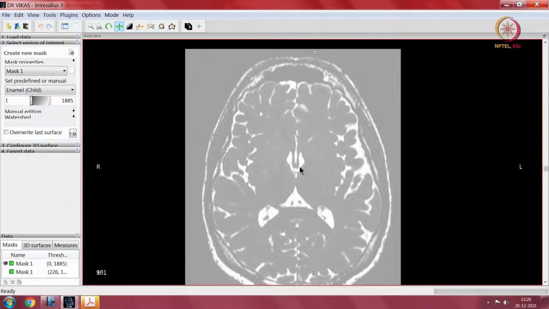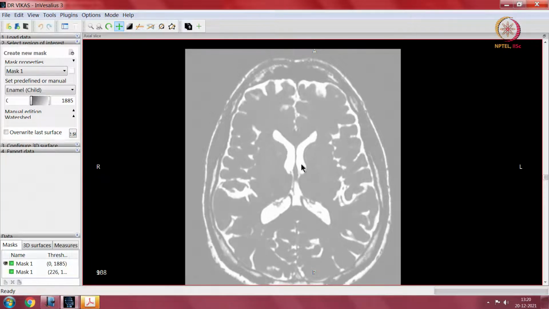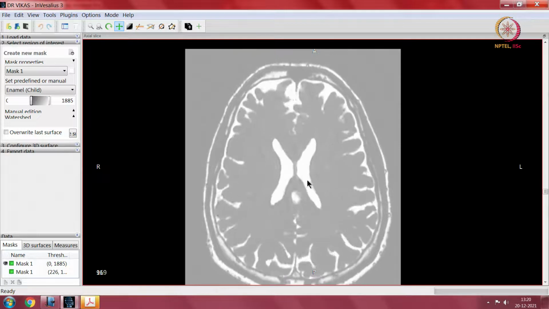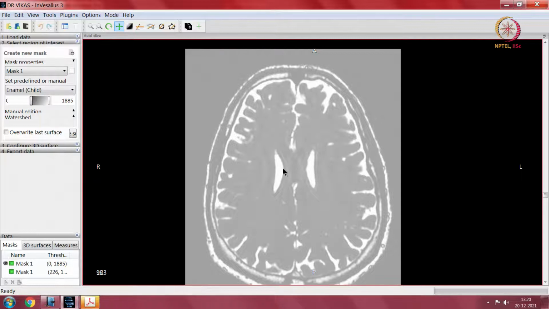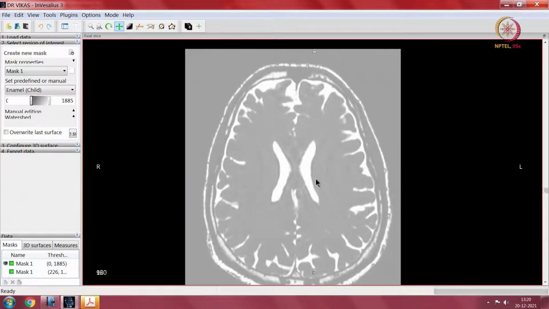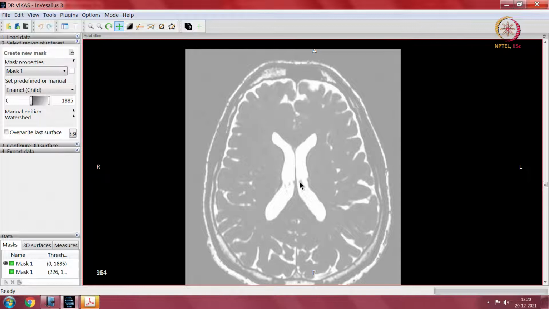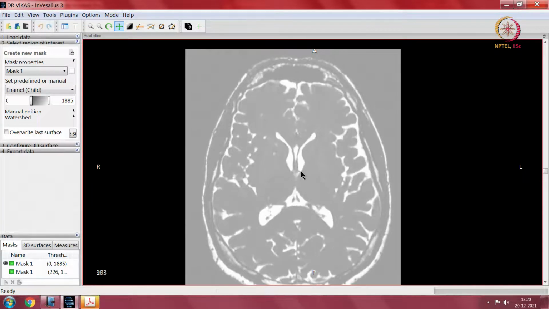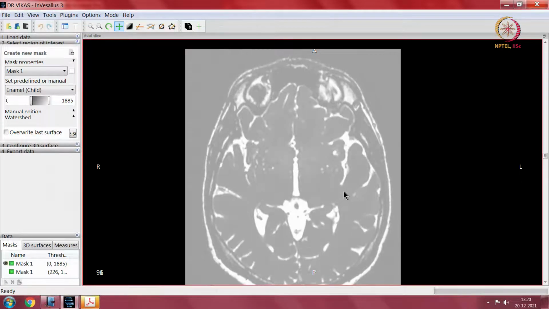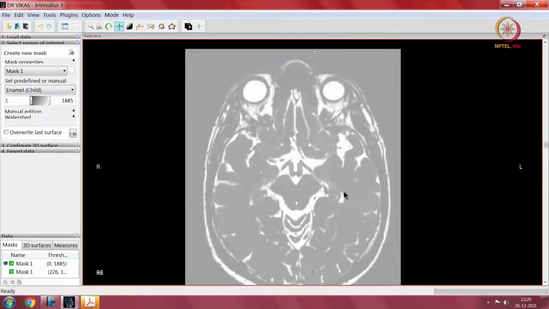This is the fornix, which is coming out from the hippocampus, and the lateral ventricle, 3rd ventricle junction. This is the foramen of Monro, and these are the left and right lateral ventricles. This is the right lateral ventricle, the left lateral ventricle, the septum between the two, and this is the foramen. Okay.